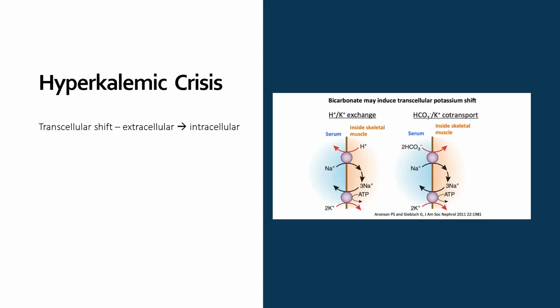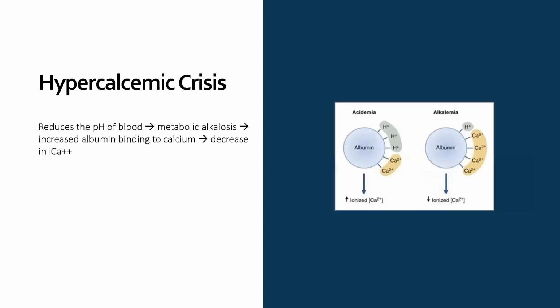So sampling error, pretty severe hemolysis or hemolysis in Japanese breed dogs, since their intra-erythrocytic potassium concentration is much higher, severe thrombocytosis or leukocytosis. In hypercalcemic crises, you can raise the pH of the blood, which is a metabolic alkalosis, which then increases the albumin binding to calcium to decrease the ionized calcium.